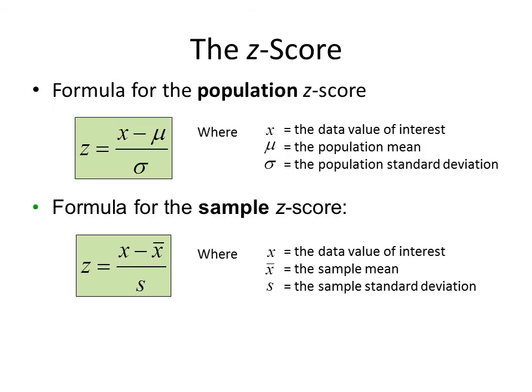So this is the formula for calculating z-score. It's x minus the mean, divided by the standard deviation, and x is the data value that you want to look at. Where is that data value relative to the mean and standard deviation?